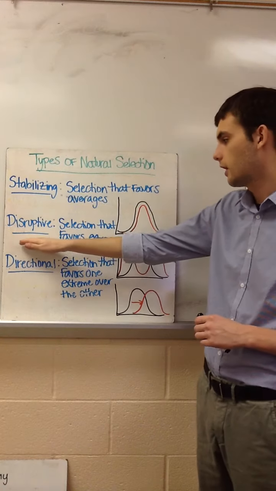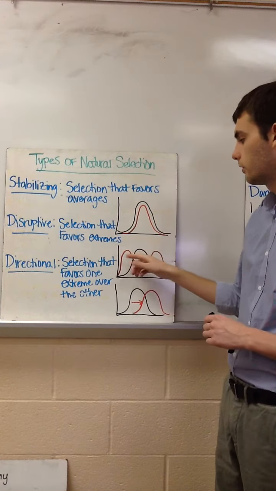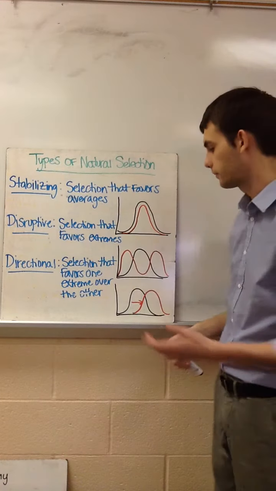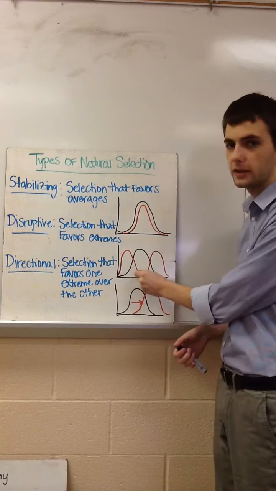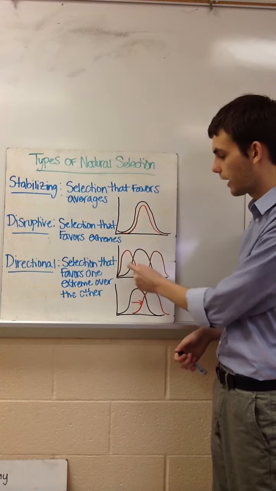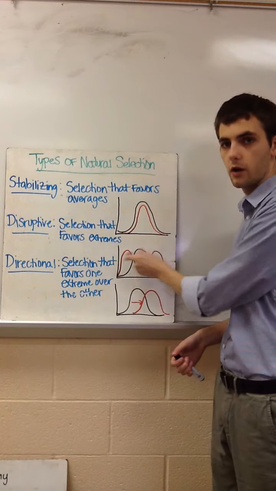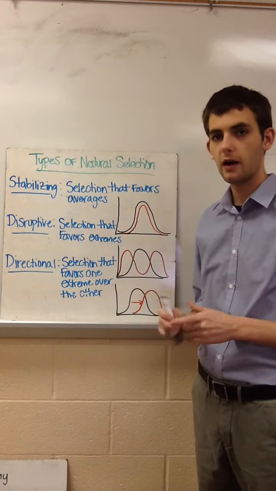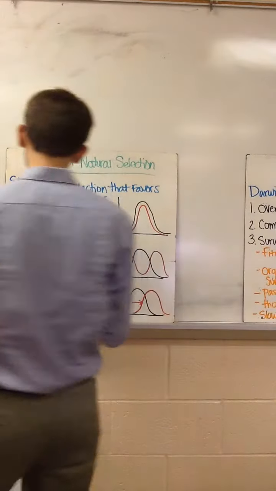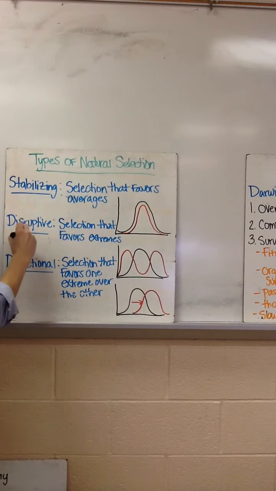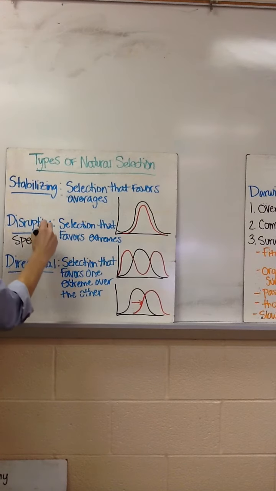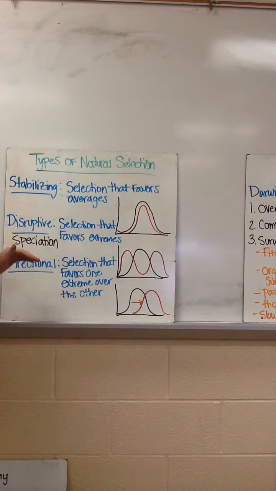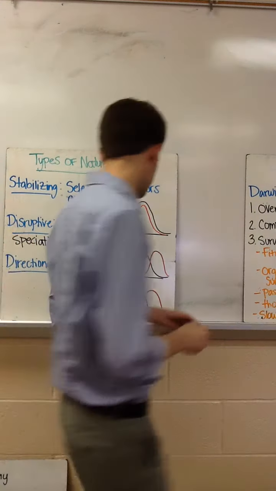Disruptive selection is a selection that will favor one of the extremes. So if we're looking at body color, for example, you won't find as many individuals in the middle, rather you'll find more individuals on both extremes. And disruptive natural selection can lead to something called speciation. And that's the formation of a new species.